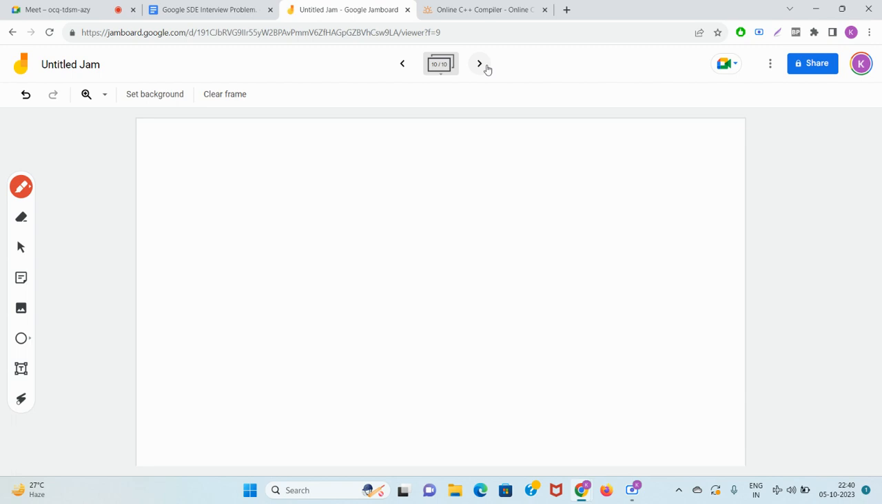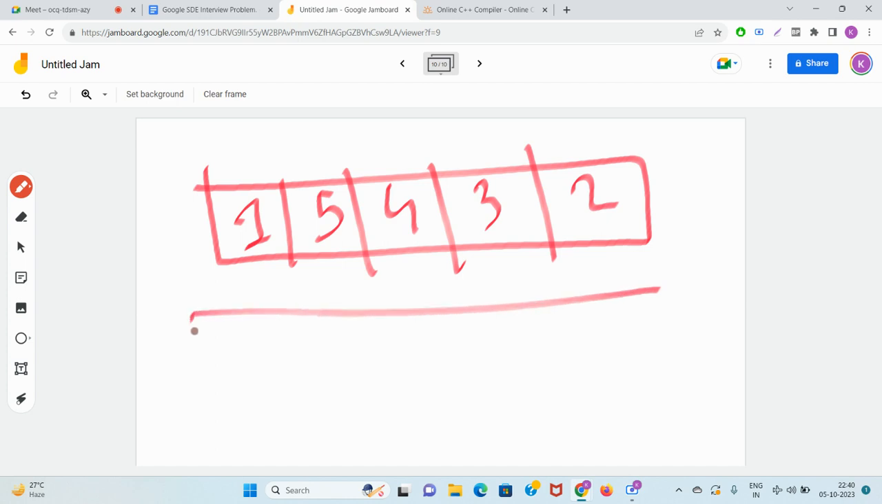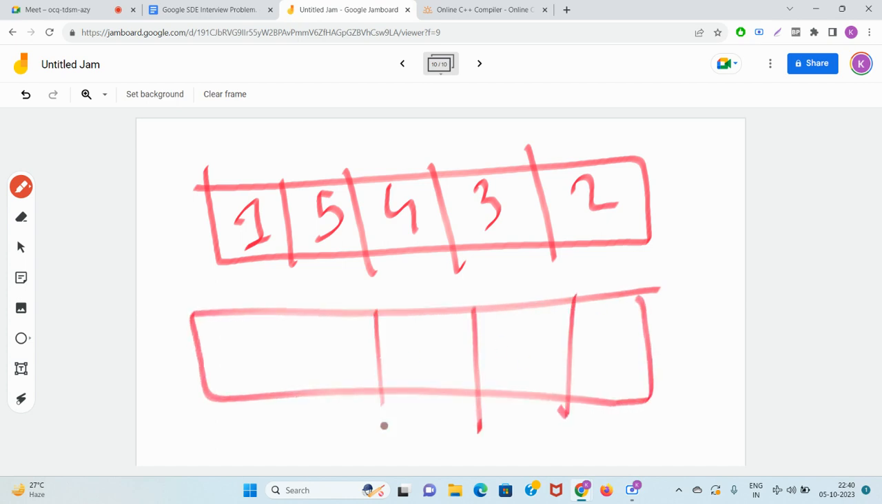Suffix means you have to tell the longest decreasing subarray. So if this is your array, 1 5 4 3 2, this is your suffix array. You will start filling it from backwards.